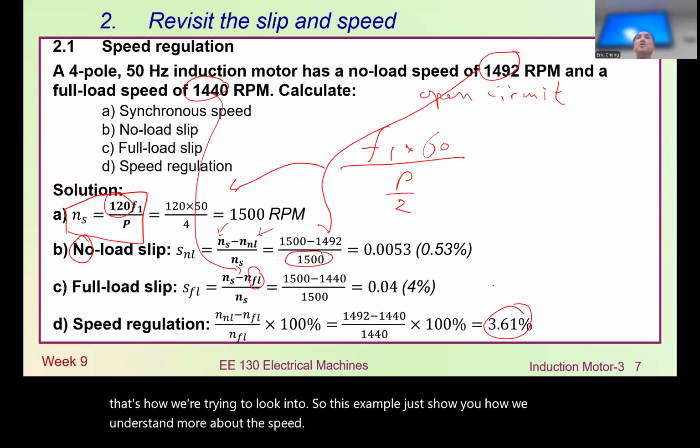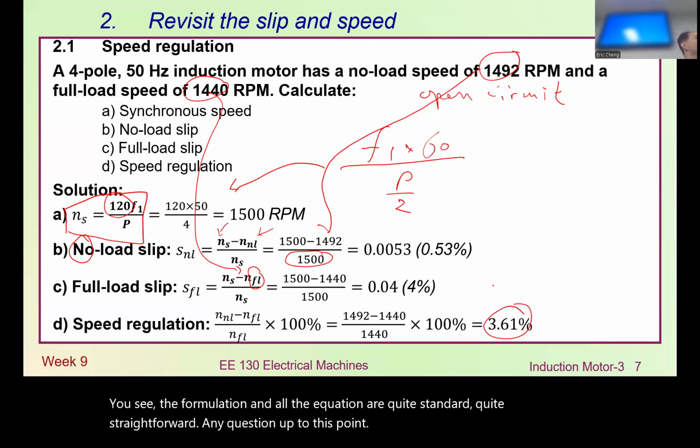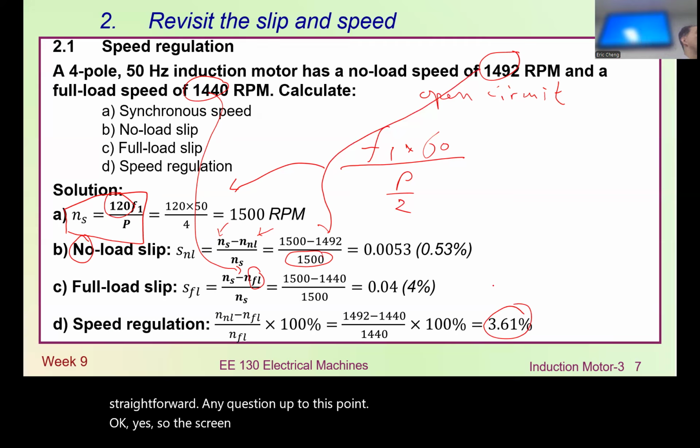You see the formulation and all the equations are quite standard, quite straightforward. Any question up to this point? Okay. Yes? So the speed regulation is like a speed range. Yeah, more like a speed range.